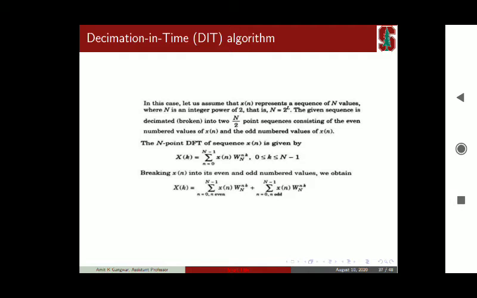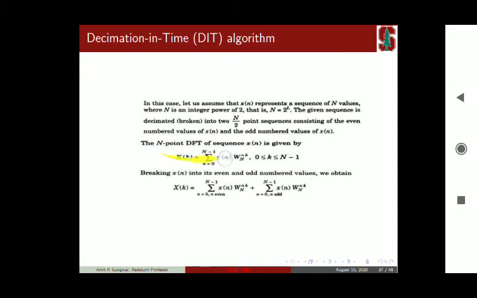Using the formula, you can compute the DFT of any sequence, whether it has 5, 7, or 9 points, an odd number of points also. But if you want to compute using the DIT algorithm, decimation in time, there is a precondition that the sequence length should be 2 to the power L. Then we divide this sequence, decimation, breaking it into N by 2 point sequences, even and N by 2 point odd.